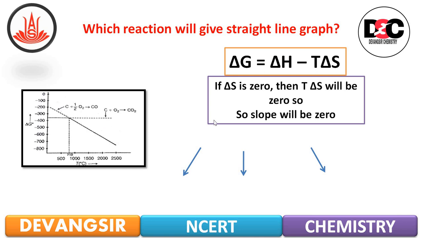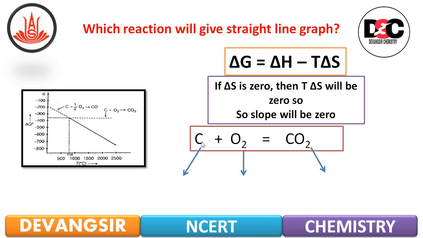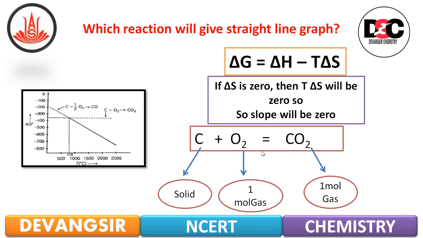Straight line graph. The example for the same is C plus O2 giving CO2. Here 1 mole of oxygen gives 1 mole of carbon dioxide. The carbon is in solid form, oxygen is in gaseous form, and carbon dioxide is in gaseous form. So the moles of gas neither decreased nor increased, it remains the same, so automatically the graph will be a straight line.